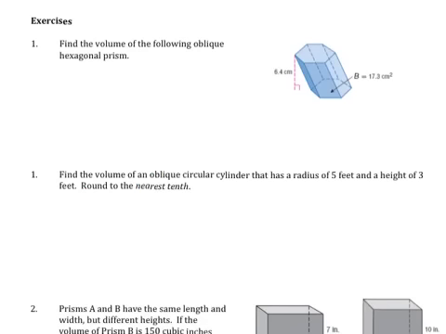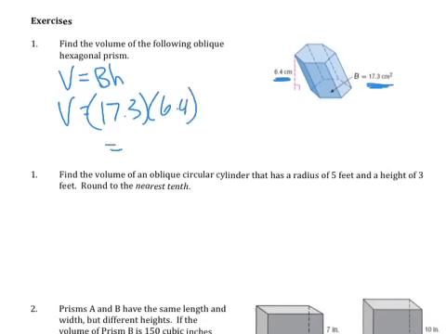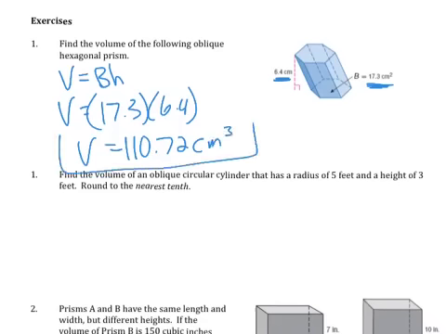So now we're going to do some standard problems. This one we have an oblique hexagonal prism, and we want to find the volume of it. Well, we know that the volume is going to be the base area times the height. In this case, I'm given the base area is 17.3 square centimeters. The height is 6.4 centimeters. My units match. So this is a very straightforward problem. It's 17.3 times 6.4. And that's going to give me a volume of 110.72, and that's cubic centimeters. So if you're given the base area and the height, a volume calculation is pretty easy.